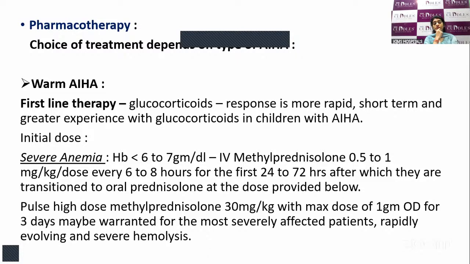So you can give pulse high-dose methylprednisolone 30 mg per kg, with the maximum dose going up to 1 gram OD for 3 days. That may be warranted for very severely affected patients, with rapidly evolving and severe hemolysis.